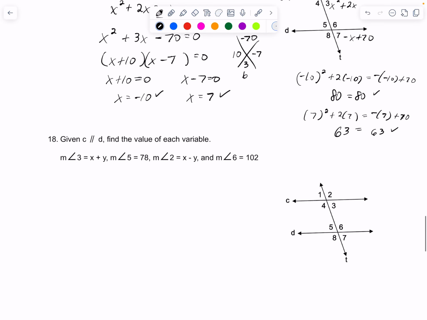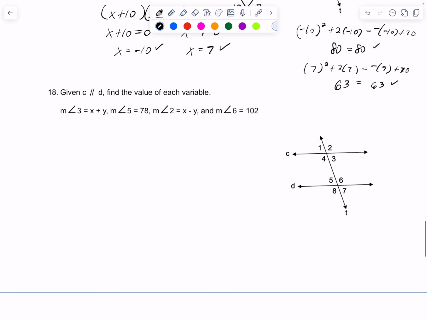Okay, let's do the last one. We have 18. So same image. This time we have 4 different things they've given us. Wow, it's a lot. So angle 3 is x plus y. Angle 5 is 78 degrees. Angle 2 is x minus y. And angle 6 is 102 degrees.